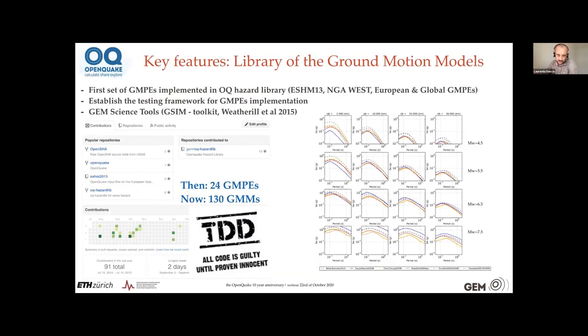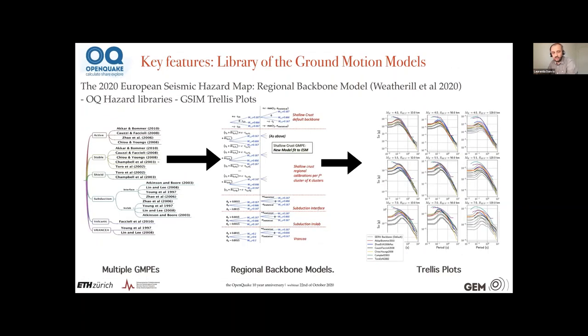An important feature of the engine, Marco mentioned it, is the possibility to build and develop new ground motion models. This component is key for any hazard assessment. Back then, in about 2012, based on what we were building in the ESHM13, we established the procedure to test and visualize them, which later became the toolkit of Graeme Weatherill to visualize such models. Marco mentioned there are about 130; we began with 24, and we also evolved in this type of model.